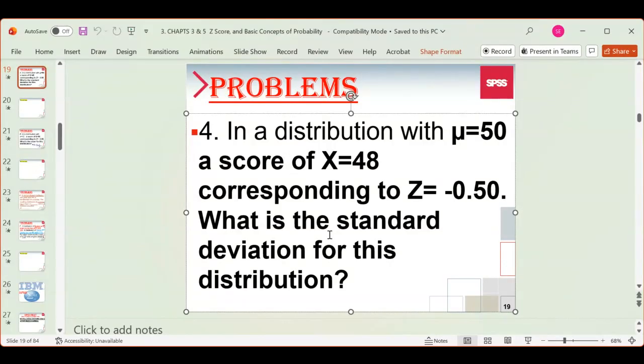There are more problems. They're all the same. All you need is that slide that I just showed you. You should be able to do it. If you have a problem with any of them, please do not text me, but email me. Email me with a copy of the problem and say you don't understand it, and I will do it for you, with explanations. In a distribution with mean, the X score is 48, corresponding to a Z score, what is the standard deviation? So again, use that formula.